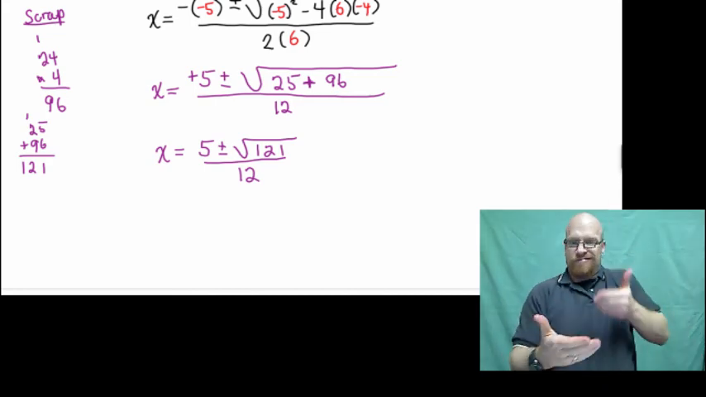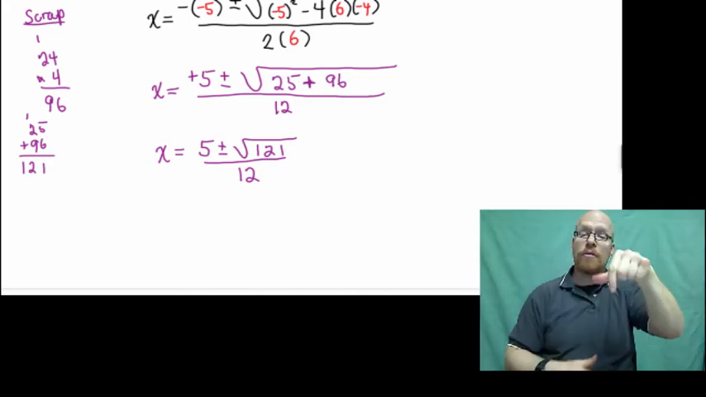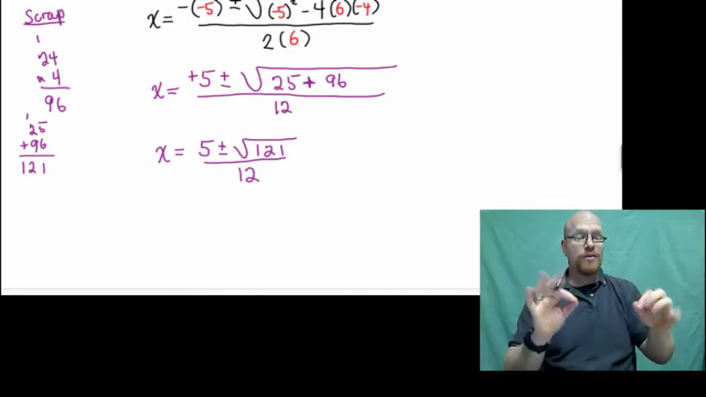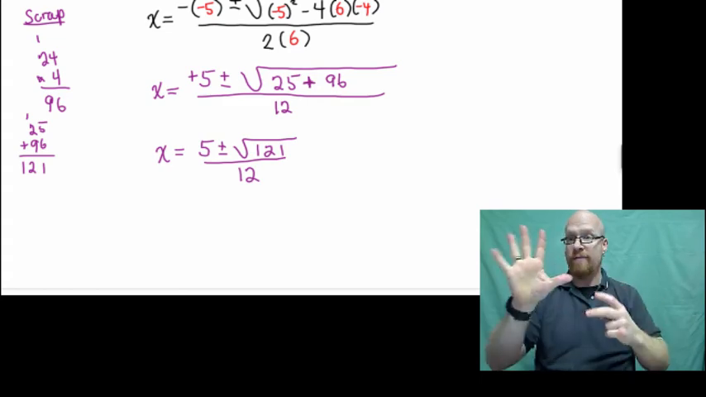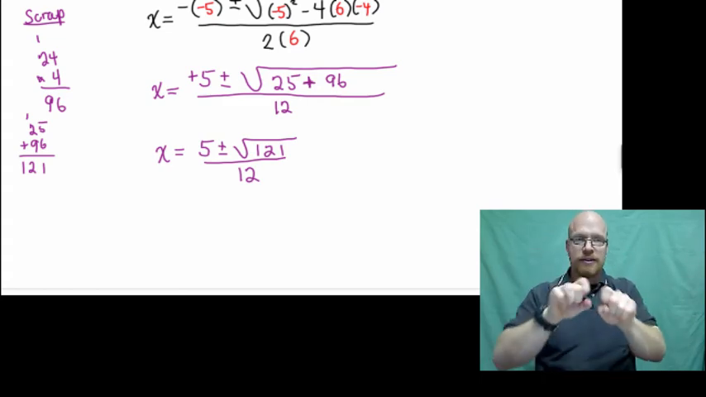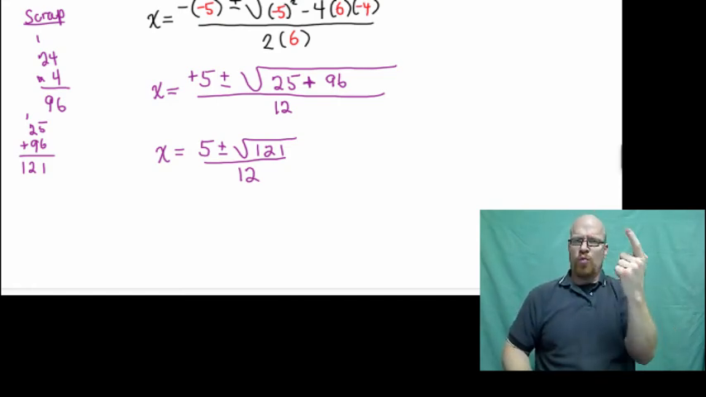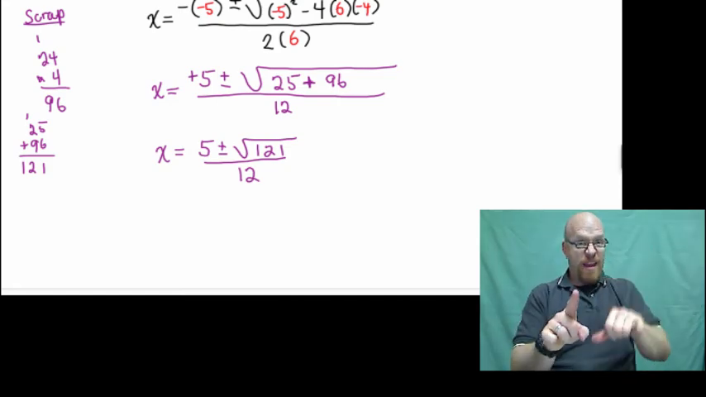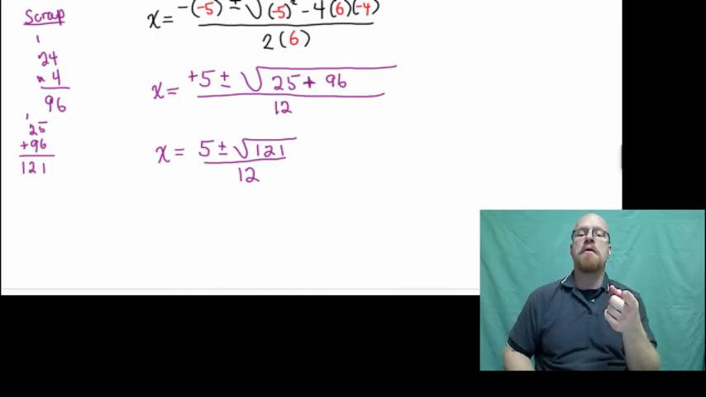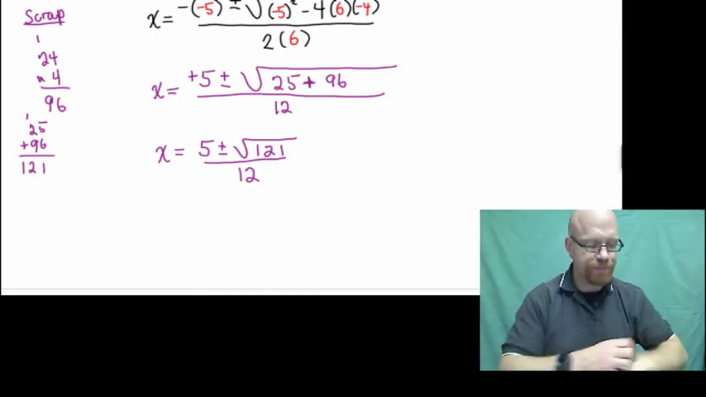Okay, now I'm close to the end here. Remember that quadratic equations can have two solutions. Here we have 5 plus and minus square root of 121 over 12. The square root of 121 is a perfect square. It's 11. Okay, so now we can proceed.